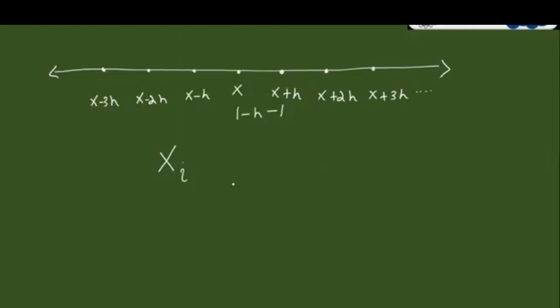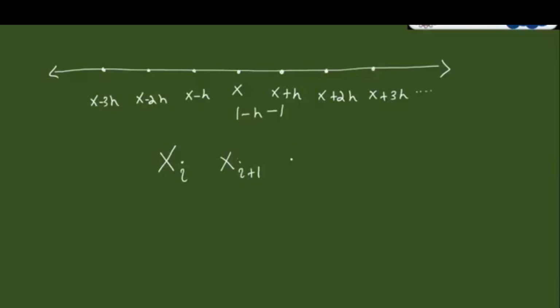So what does this mean? If I am referring to xi, let's say this is the variable xi, the index i. Any value which is ahead of it has a value x plus h, and the symbol that I will use for that value is x i plus 1. This means that this is the reference value, and this value is 1 unit of h ahead of it.